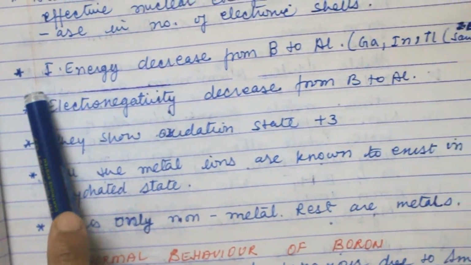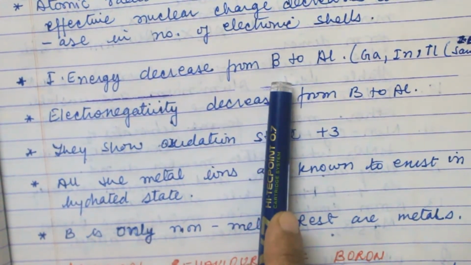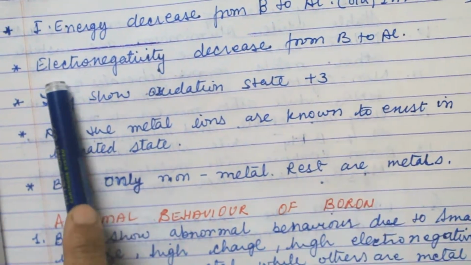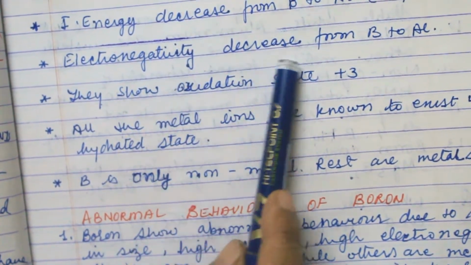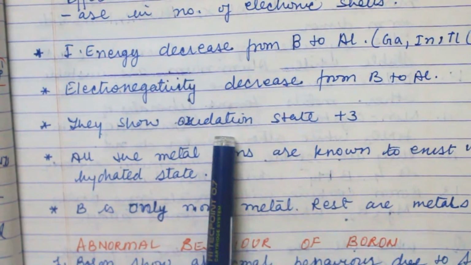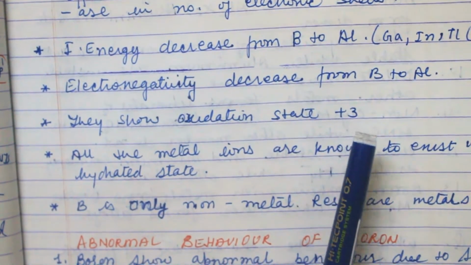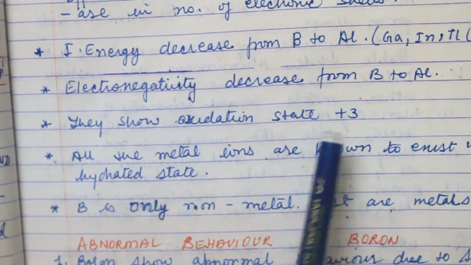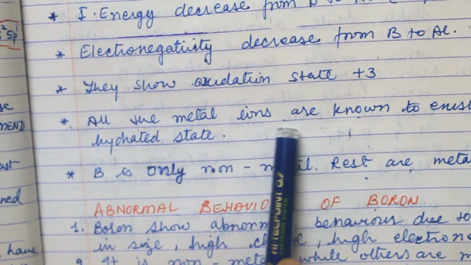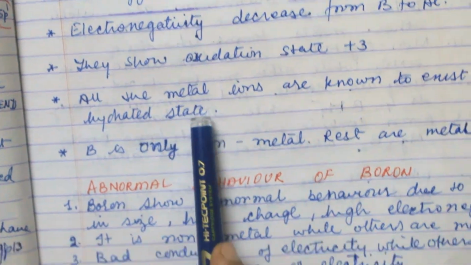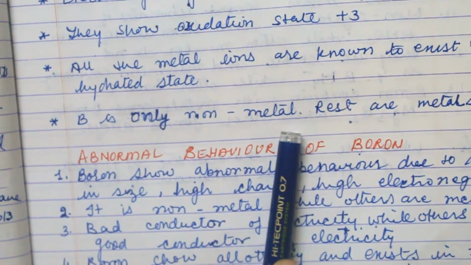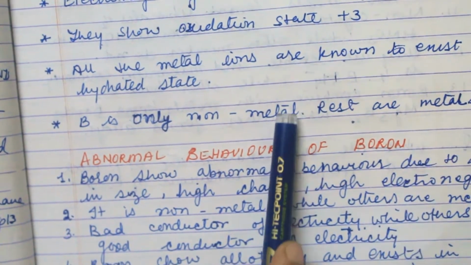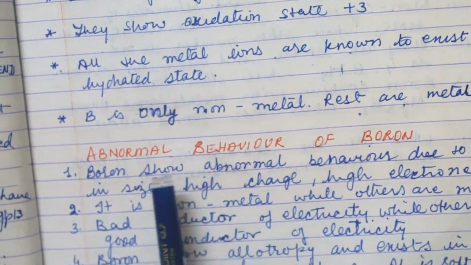Next, ionization energy decreases from boron to aluminum, and similarly in gallium, indium and thallium. Electronegativity decreases from boron to aluminum. They show oxidation state +3 because of group 13, as the last valence shell contains 3 electrons in each element. All the metal ions exist in a hydrated state. Boron is the only non-metal, and the rest are metals. It is somewhat in the gaseous state.